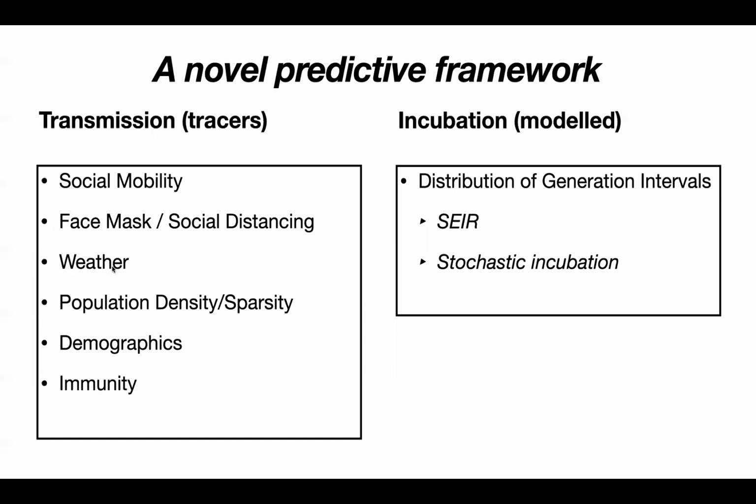We have weather, of course, on a local level. We have population density and sparsity that's now mapped to high resolution across the globe. We have demographics, and then we have immunity based on vaccination or prior infections. So these are all the data. These are basically like your galaxies, if you want, things that we can see.